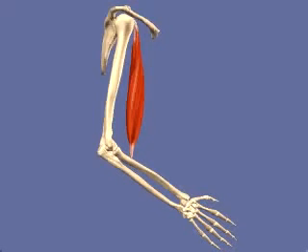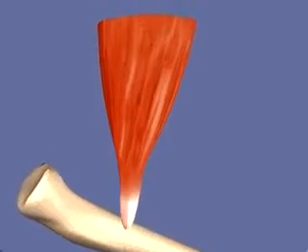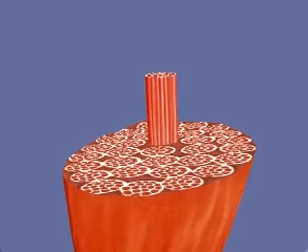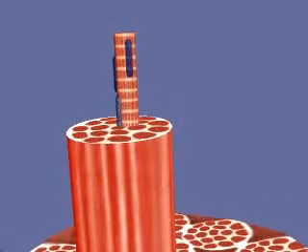Skeletal muscles, like the biceps brachii, attach to bone via connective tissue called tendons. Muscles are composed of bundles of muscle fibers. Each bundle is separated by connective tissues known as perimysium. Each fasciculus is made up of muscle fibers, which are separated by connective tissue called endomysium.